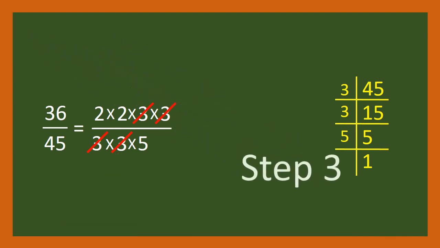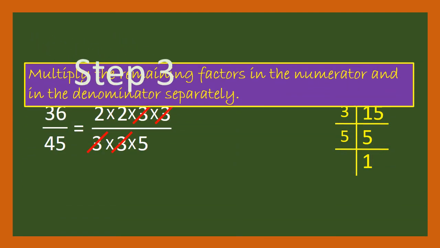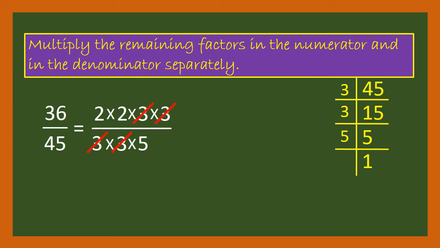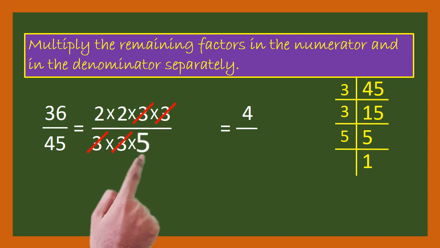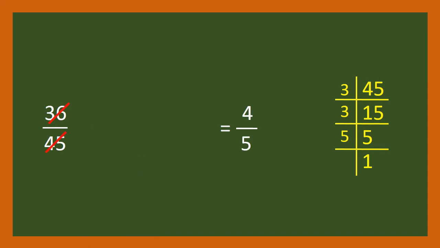Now the third step, multiply all the remaining factors in the numerator and in the denominator separately to get the lowest form of the fraction. In the numerator, we have 2 into 2, which gives us 4. And in the denominator, we have only one factor, that is 5. So 4 upon 5 is the lowest form of 36 upon 45.